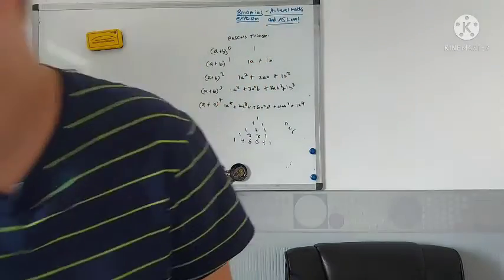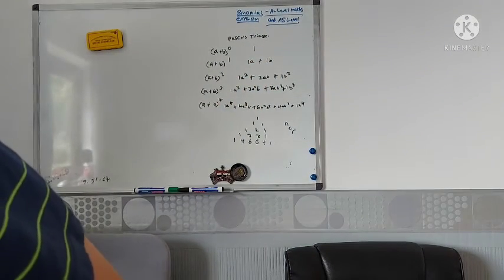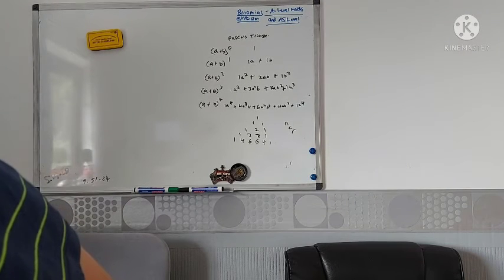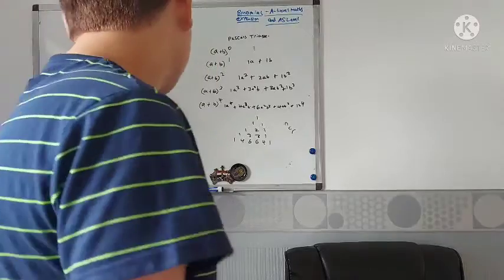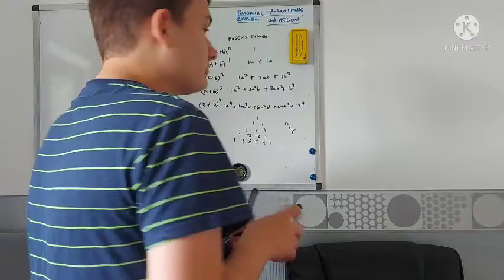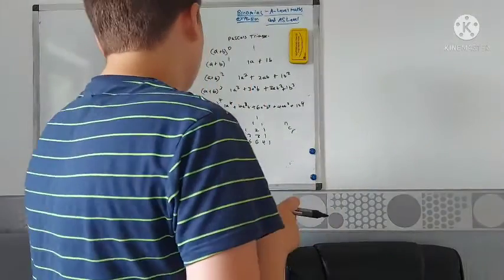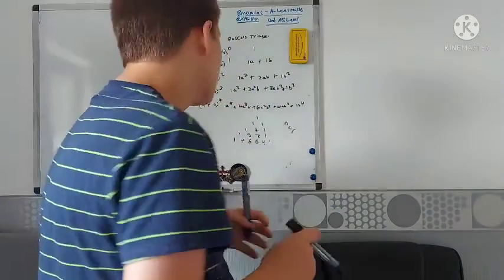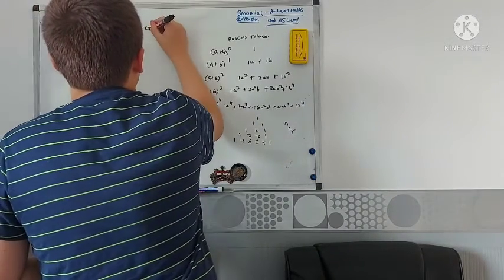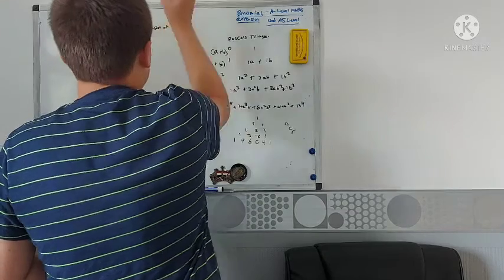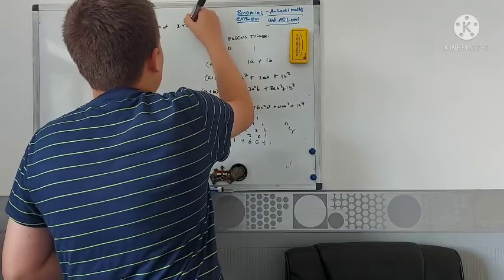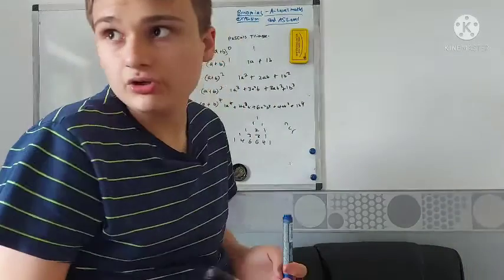So let's look at the next one. I'll leave Pascal's triangle there, we're going to use that in a bit. Let's crack on. What I want is to find, as an example, the expansion of (x plus 2y) cubed. x plus 2y, all cubed.